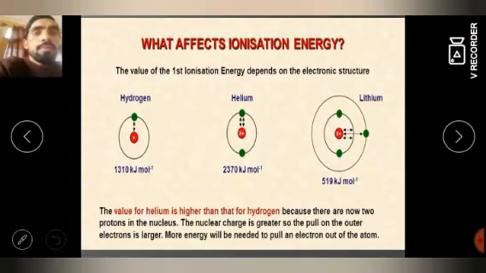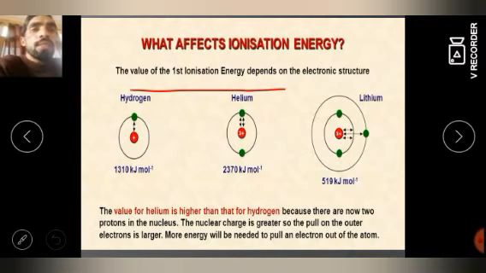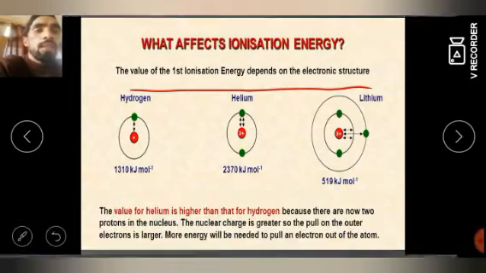What factors are there for ionization energy? There are basically some factors. The value of the first ionization energy depends on the electronic structure, like hydrogen has 1 electron, helium has 2 electrons, lithium has 3 electrons.